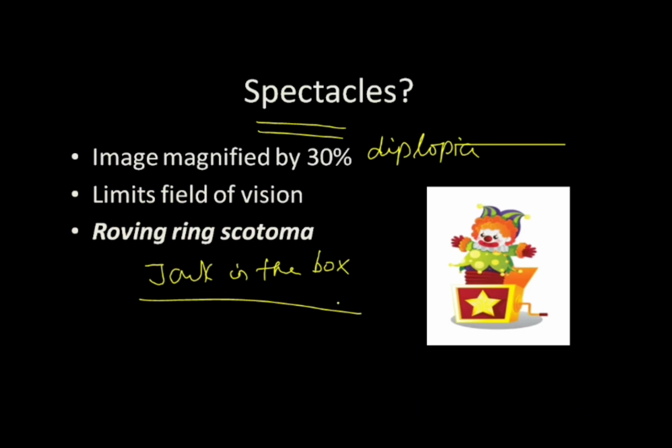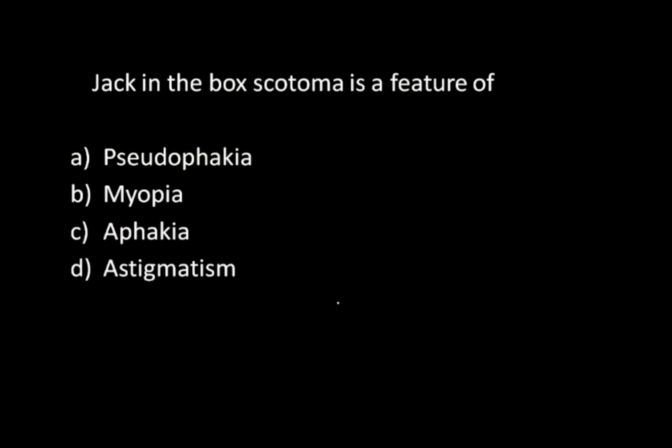Now when you move on to this MCQ: jack in the box scotoma is a feature of which of the following? As we discussed, roving ring scotoma, jack in the box, is a feature of aphakia. So therefore your answer is aphakia.